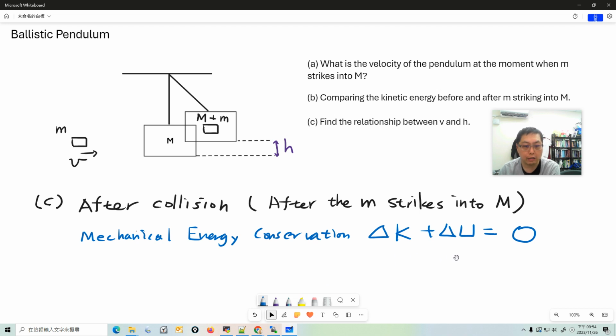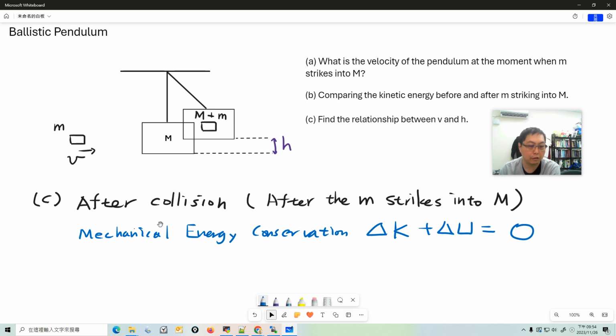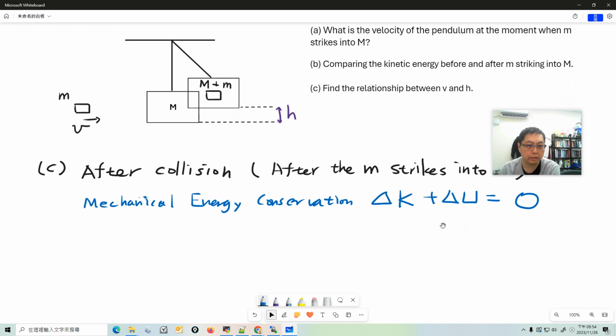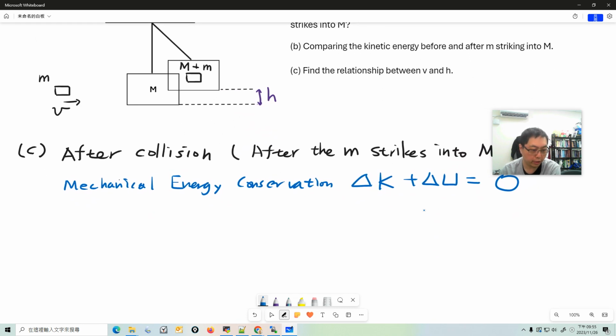For the delta K and delta U, in a mechanical energy conservation problem you must list the kinetic energy and potential energy for your initial state and final state. So let's list this: initial state, final state.